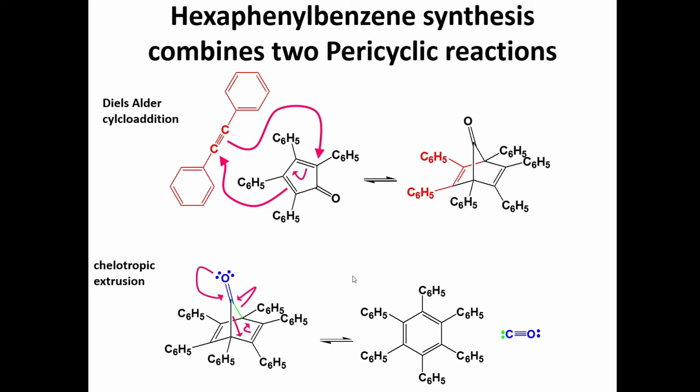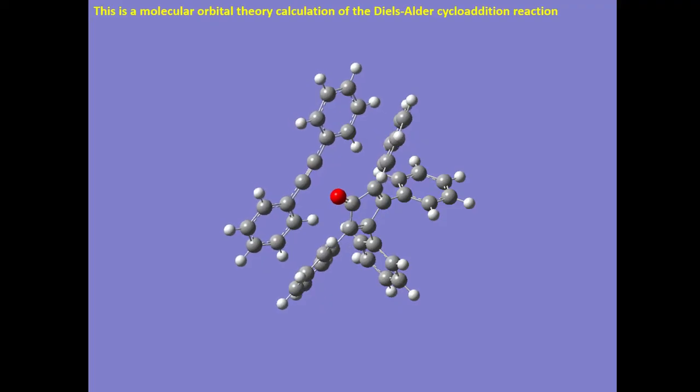So for hexaphenylbenzene, we'll be using two pericyclic reactions, the cycloaddition and the chelotropic extrusion. In the cycloaddition, our tetraphenylcyclopentadienone will undergo a Diels-Alder reaction with the diphenylacetylene in order to form this bicyclic compound. From here, this bicyclic compound will undergo a spontaneous chelotropic extrusion where carbon monoxide will be removed and we will be left with hexaphenylbenzene.